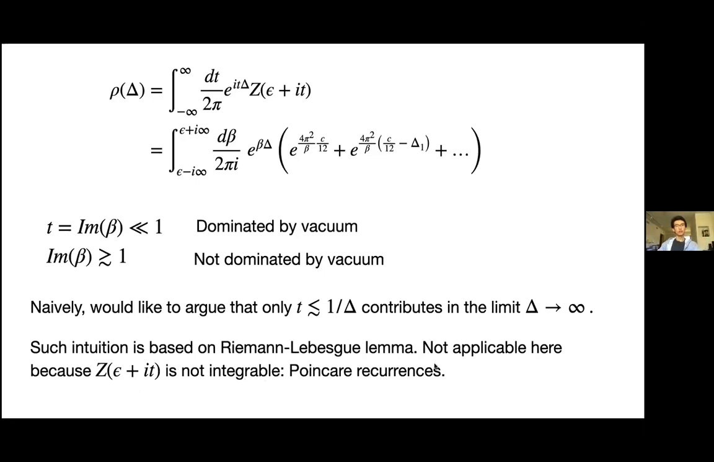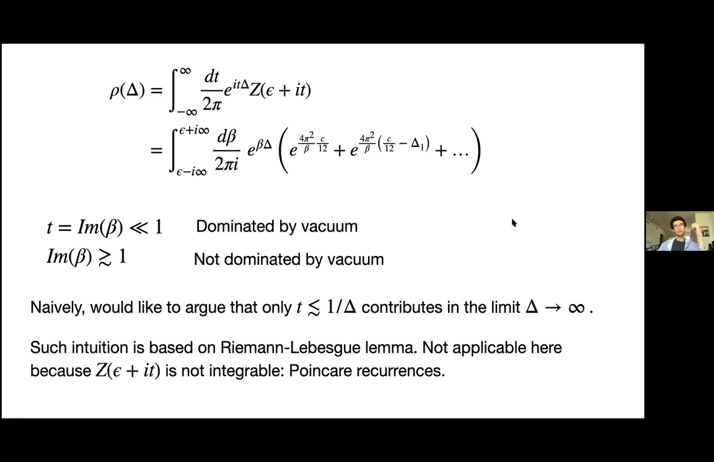And this is essentially because of Poincare recurrences. This z, as a function of t, is a sum of oscillating phases. And so once in a while, the phases come back into sync, and it takes a value close to the value at t equals 0 infinitely many times. And so this function is not integrable, and you cannot apply this lemma.